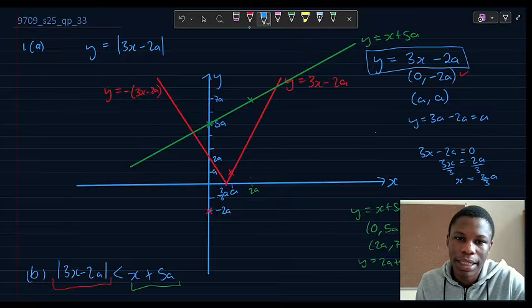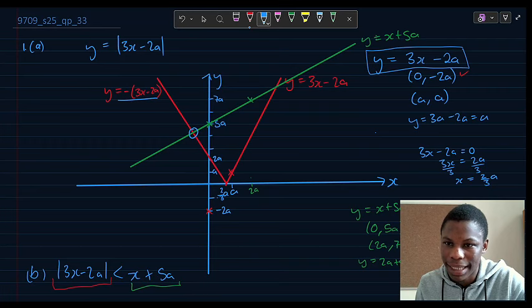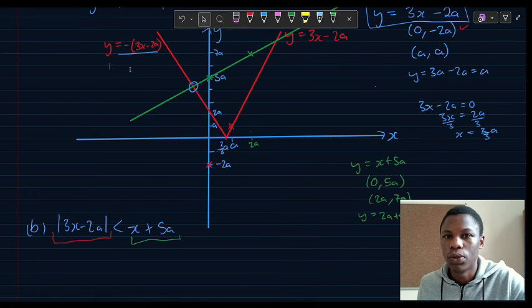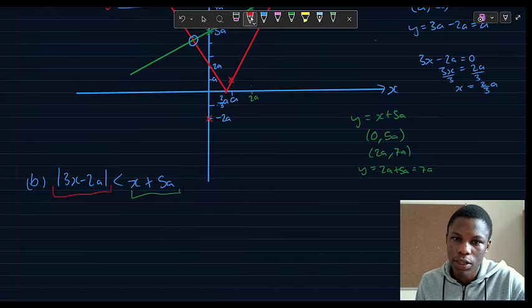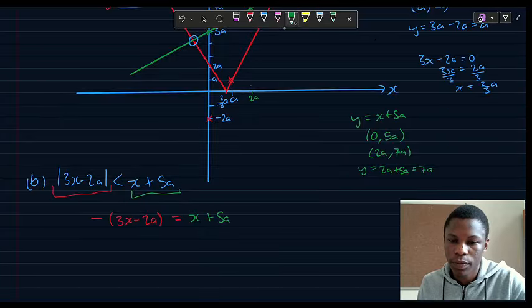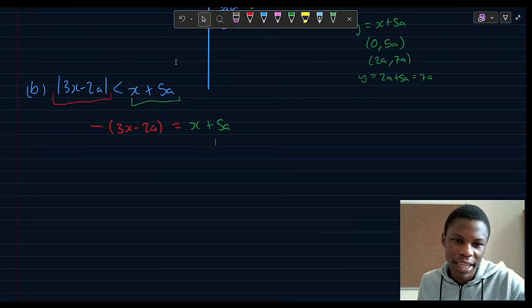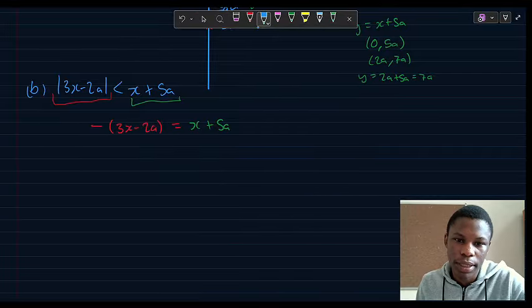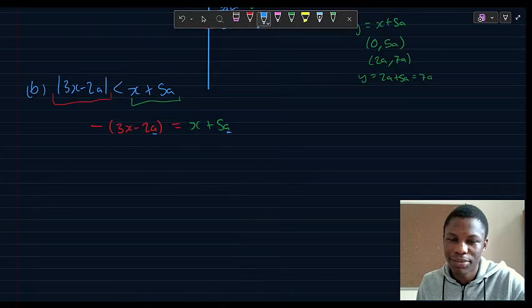So let's start by finding this point of intersection. So that comes from this line here and the green line. So that means we have to solve those two simultaneously. So we have negative 3x minus 2a, and that is equal to the green line, so x plus 5a. And again, everything is in terms of a. I know it may be difficult to work with a, right? But just think of it as like any other number, like 1, 2, 3, 4, 5. It's just a constant.